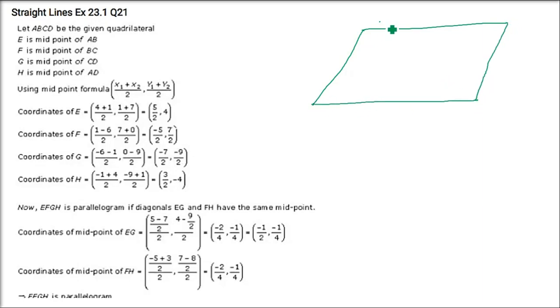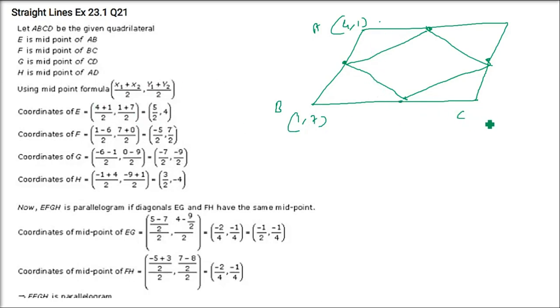Let me make the original quadrilateral. So this is the midpoint of the sides of the original quadrilateral. If we join the midpoints of the sides, then the figure which will be formed, we have to prove it to be a parallelogram. So let us take this as 4, 1, A, and B as 1, 7. And C is minus 6 and 0. A, B, C, D, you can take it any way you want, but it has to be in a cyclic manner.